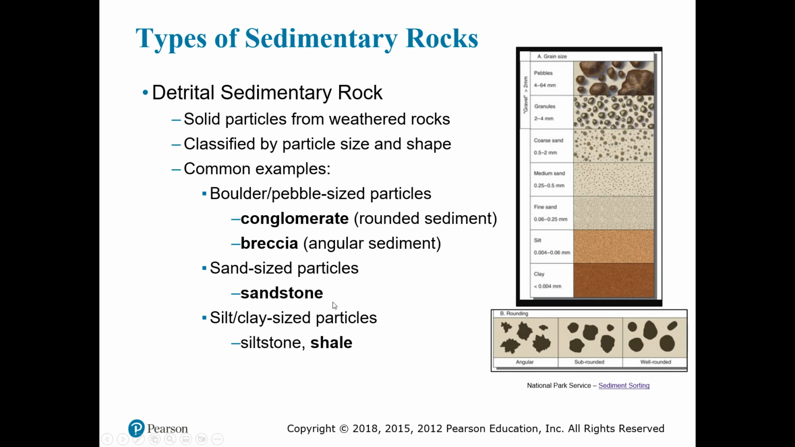Medium-sized particles include sand, and the sand sediment forms into rock called sandstone. The smallest particles are the silt and clay particles that form rocks like siltstone and shale.